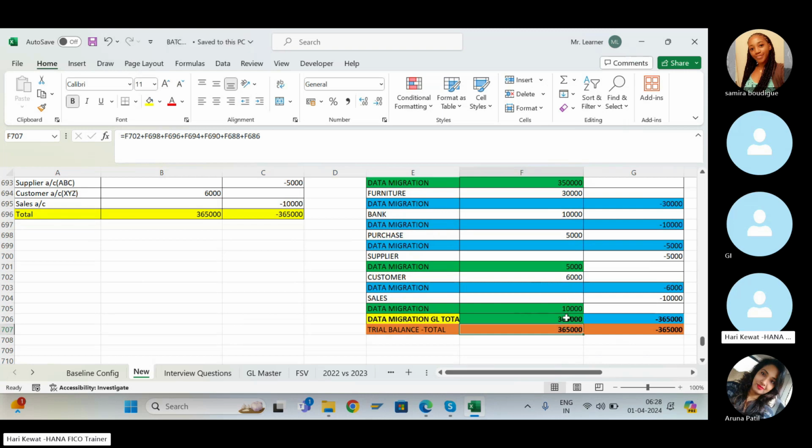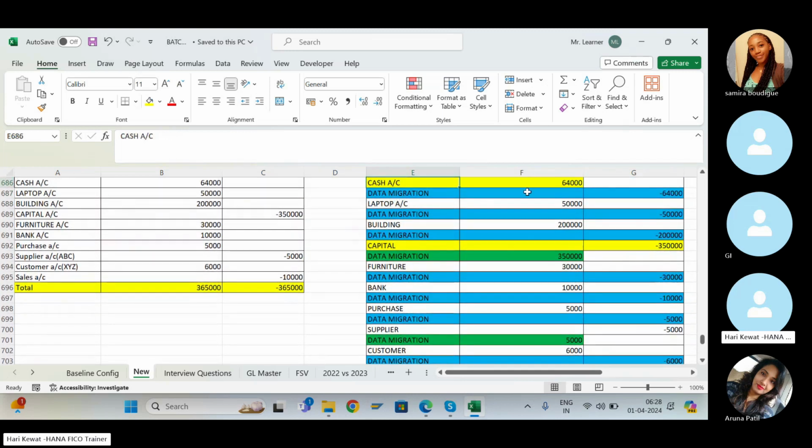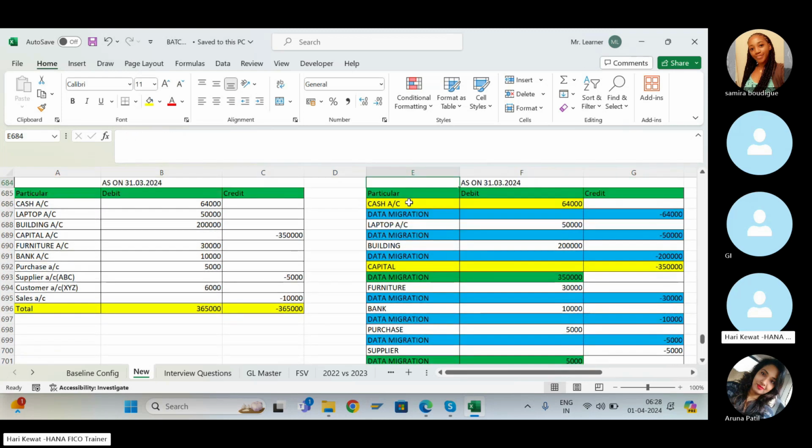Similarly, other than your data migration GL, you need to check whether the other GLs' debit and credit are matching or not. Other GL means the debit and credit side is matching or not. So here cash balance you have to add, laptop you have to add. First of all, GL by GL you have to verify. Each GL by GL you have to verify whether the balance given in the legacy system is matching or not in the S4HANA system. GL by GL you have to match.